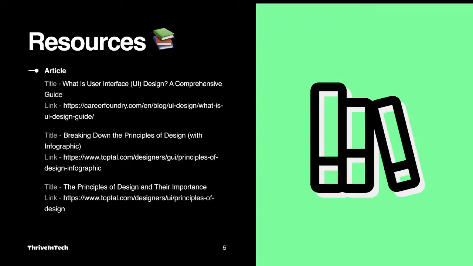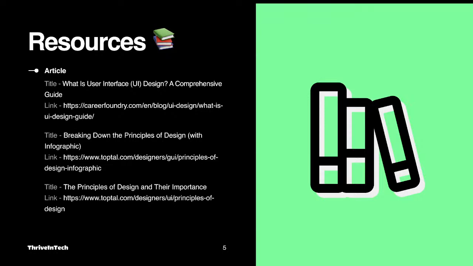So for the articles, we have three articles here. The first one is What Is User Interface Design? A Comprehensive Guide. It's by CareerFoundry. CareerFoundry is one of the best platforms or companies out there, dishing out design resources, articles, and guides. So you're going to find this very, very helpful.